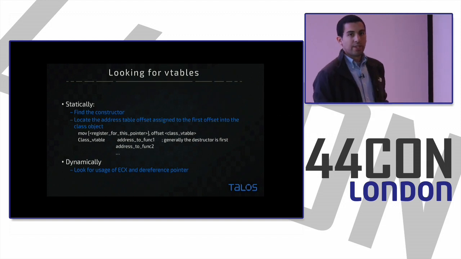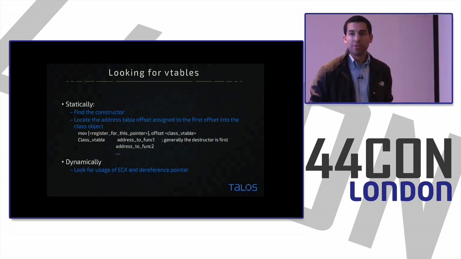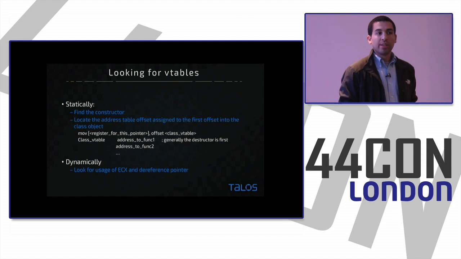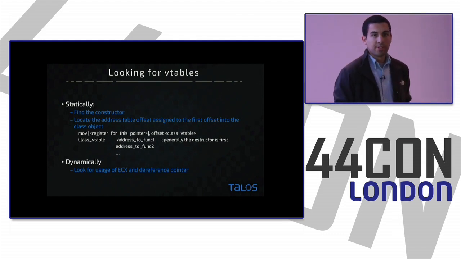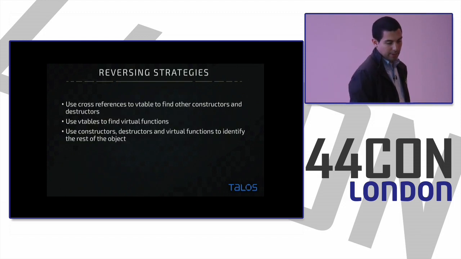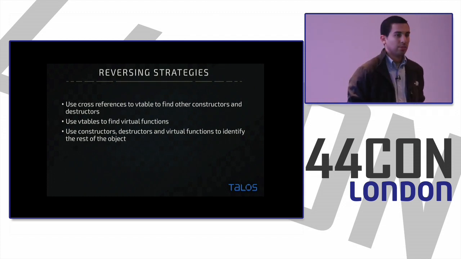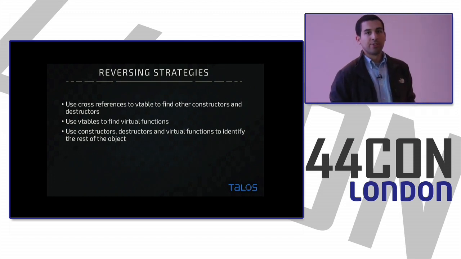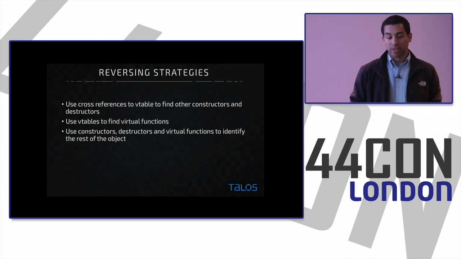And if you find yourself doing dynamic analysis and you think what you're dealing with is an object, start looking at the ECX register. Once you dereference that, you can see, okay, is this taking me to a vtable? If it is, then most likely it is an object that was created and is being used. So once you're able to find one vtable, it's going to be a little bit easier to find many more, or at least also find other constructors associated with that class object.